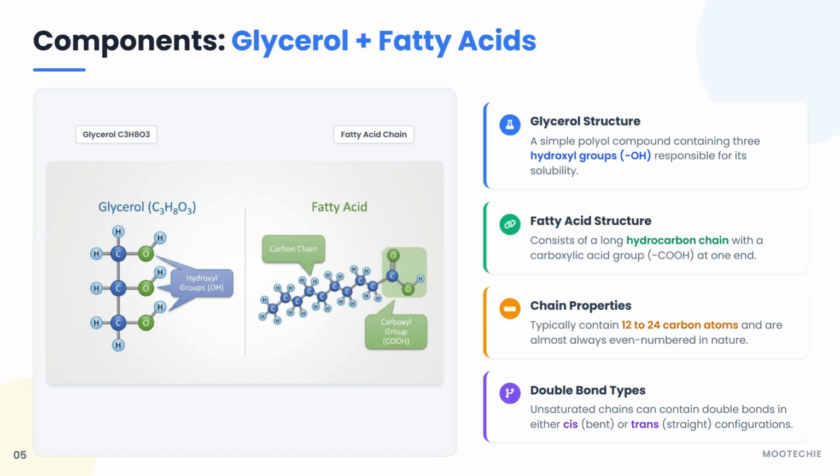In unsaturated fatty acids, the chain can contain double bonds. These double bonds can be in one of two configurations: a cis configuration, which creates a bend in the chain, or a trans configuration, which keeps the chain relatively straight.